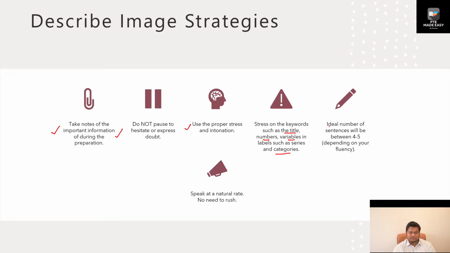Ideal number of sentences to speak between 40 seconds is between 4 to 5. It depends on your fluency. There are students that I came across who can easily do 5 sentences. There are students that I have seen that they have to sacrifice their pronunciation and clarity to do 5 sentences. In that case, I recommend them just stop at 4 sentences. Again, speak at a natural rate, no need to rush.